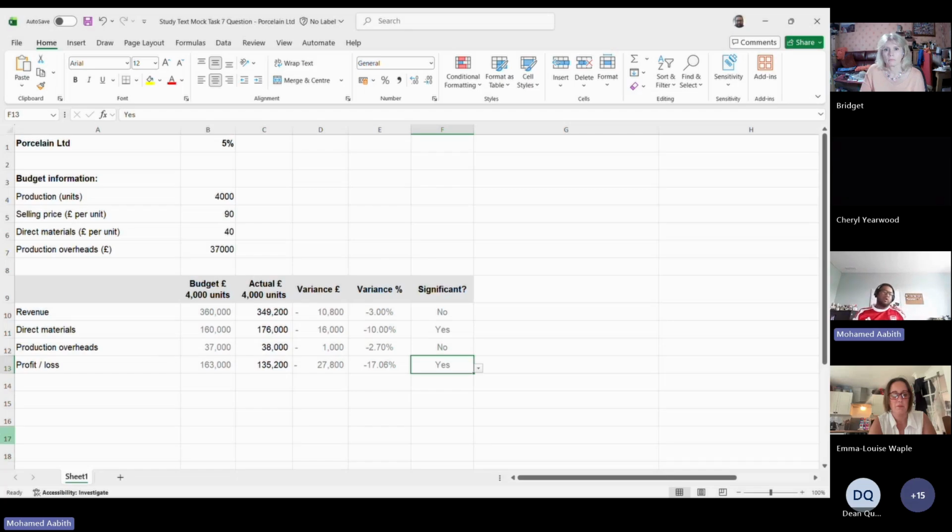How they will look at it, they will sometimes give you some options. What is the reason behind these variances being significant? So if I'm going to tell you, all right, now we're talking about the direct material variances. If I say there's a statement, the overtime rate has increased, is that a reason your direct material variance could be significant? No, because it's nothing to do with the labor. It is the material cost, isn't it? So that is not the reason.